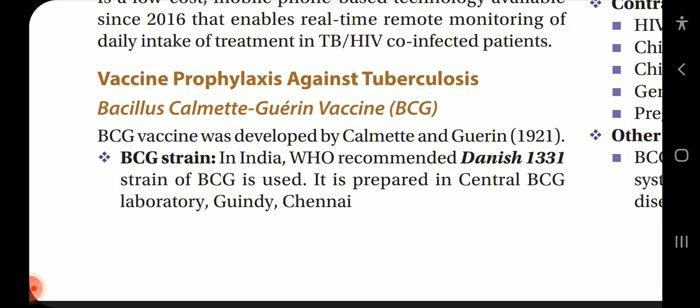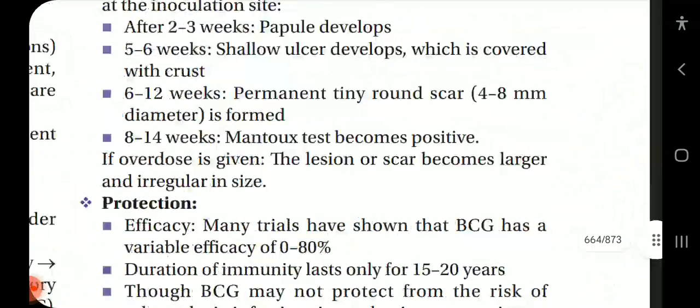Vaccine prophylaxis against tuberculosis: Bacillus Calmette-Guerin vaccine, BCG. BCG vaccine was developed by Calmette and Guerin. BCG strain in India: WHO recommended Danish 1331 strain of BCG. It is prepared by Central BCG Laboratory, Guindy, Chennai.